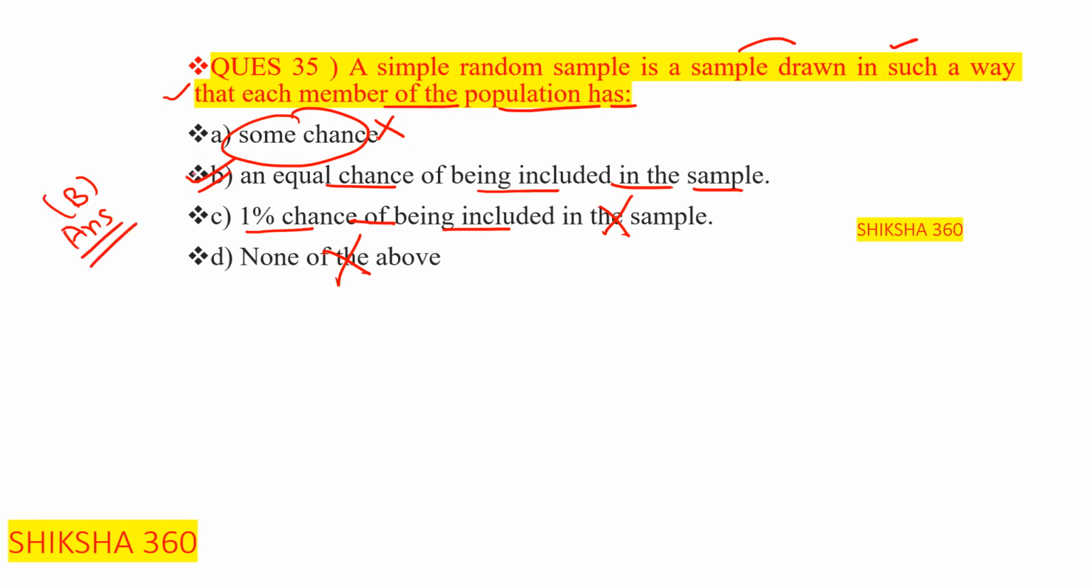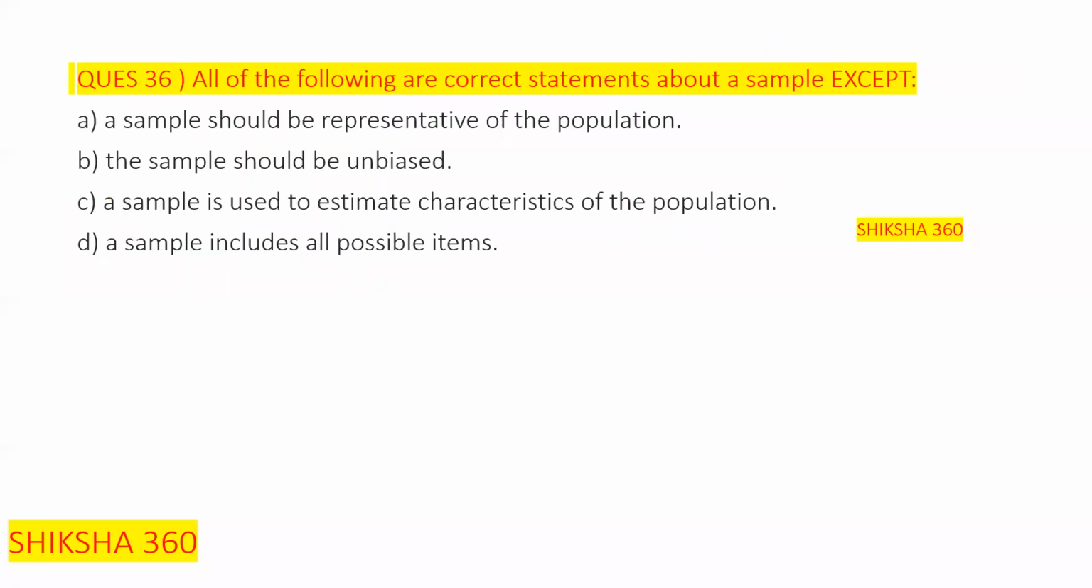These types of questions you will get in the examination. Straightforward questions, but you have to understand the concept properly. Now move to the next question, question number 36, and I request all of you to please go through the question properly.